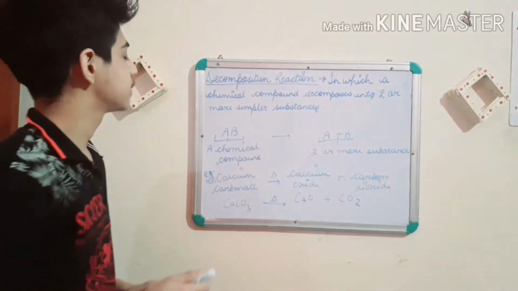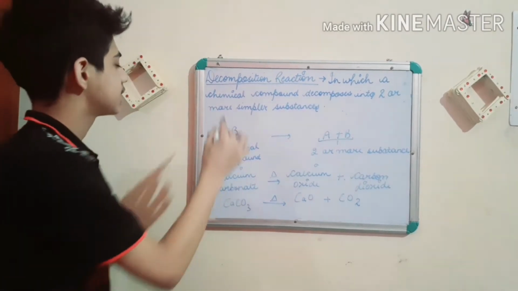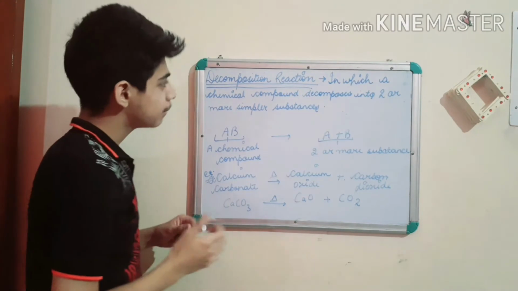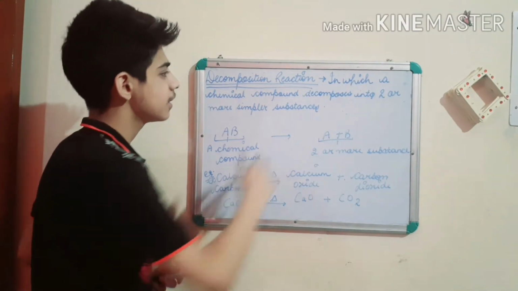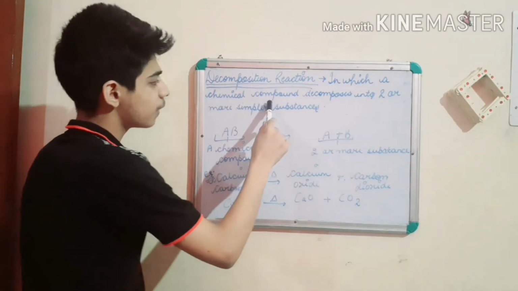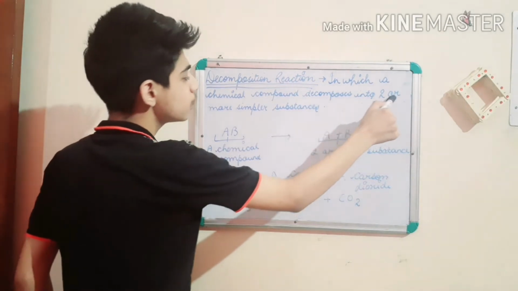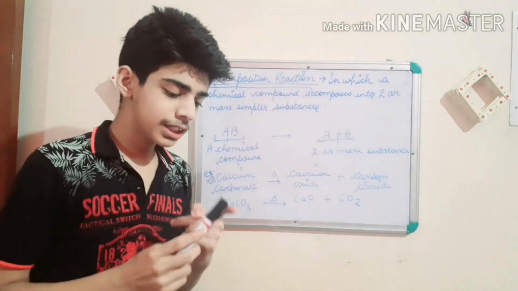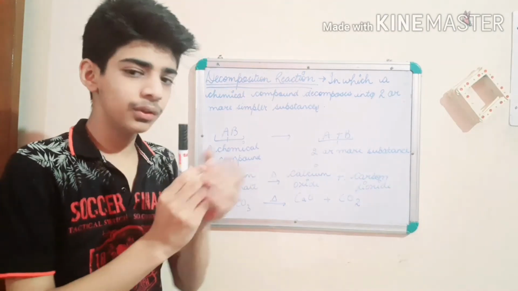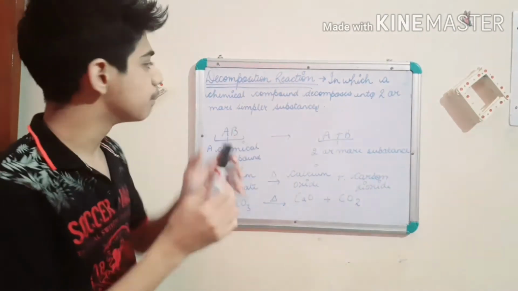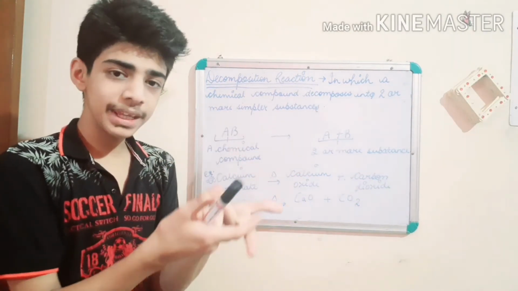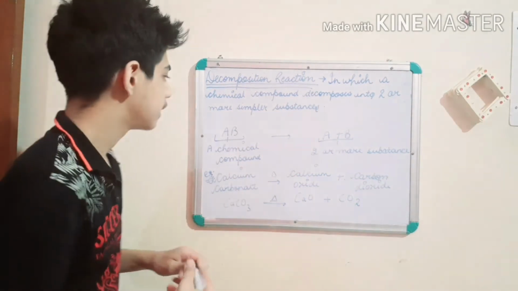So here, the second example is decomposition reaction. A decomposition reaction is a reaction in which a chemical compound decomposes into two or more simpler substances. See, direct combination was that two or more compounds react together to form a new compound. But in decomposition reaction, a single compound decomposes or breaks into two or more compounds.